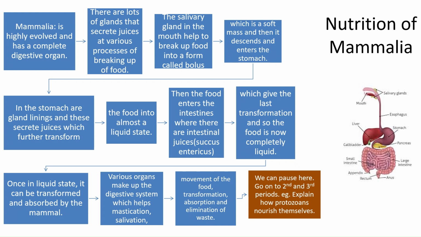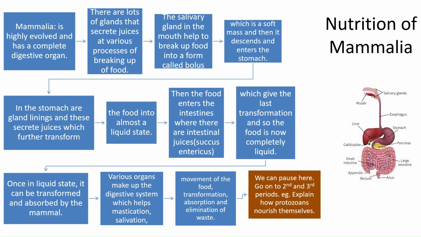In the stomach are gland linings, and these secrete juices which further transform the food into almost a liquid state. Then the food enters the intestines where there are intestinal juices, that is the succus entericus, which give the last transformation, and so the food is now completely liquid. Once in liquid state, it can be transformed and absorbed by the mammal.